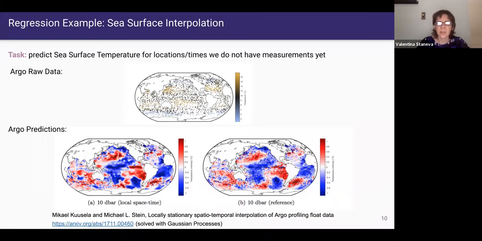Sea surface interpolation actually can be formulated as a regression problem. And this is an example. Some of you are hacking on this problem this week, but this is an example from a recent paper in which we start with the Argo data, which is of course very sparse, and we want to interpolate spatially. We want to make some predictions about new locations or new times using the information from the raw data. In the paper, this is solved with Gaussian processes, and it's one step above something like a standard linear regression, because it takes into account the temporal and the spatial structure. But in practice, you can think of it as a regression problem.